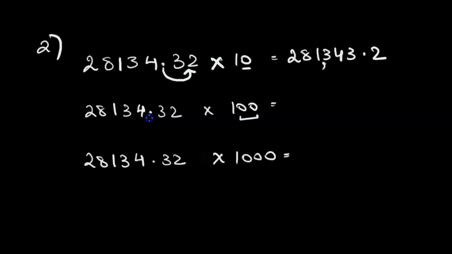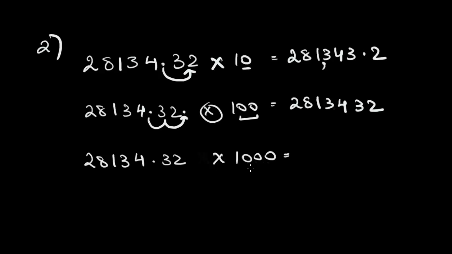Next, when we multiply the same number with 100, 100 has 2 zeros. Therefore, we would move the decimal 2 places right, and the decimal would end up after 2. We are moving right because it's multiplication. Multiplication means the decimal is moved right, and the number of places you move it by is decided by the number of zeros you are multiplying it with. So the answer that we got is 2813432.